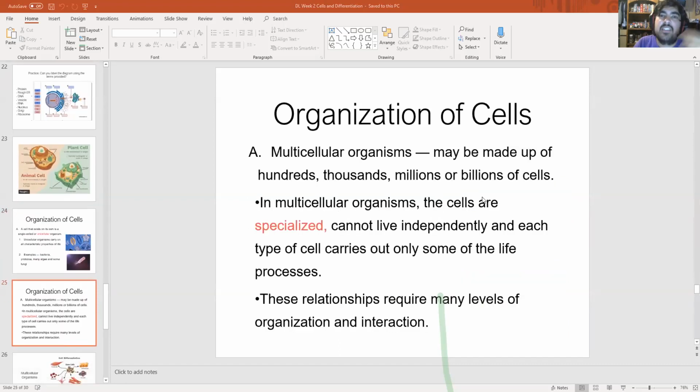Next, you got multicellular organisms. So that's us. That's every animal on the planet, pretty much.